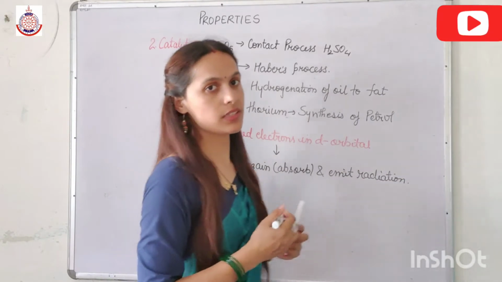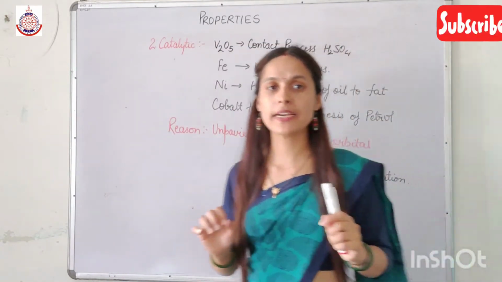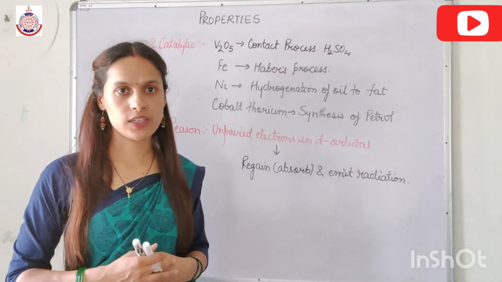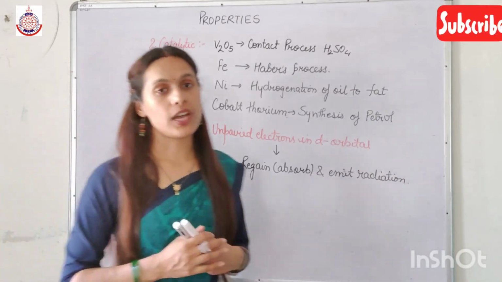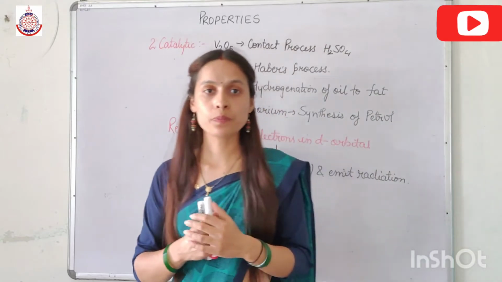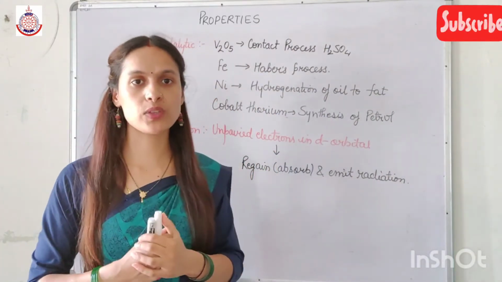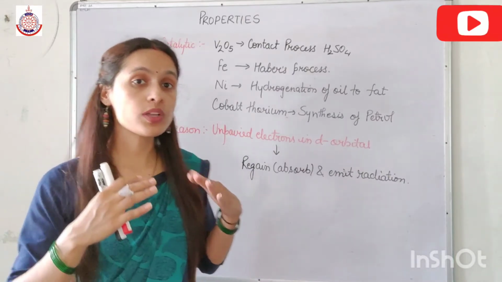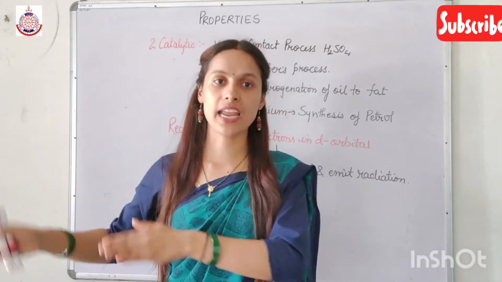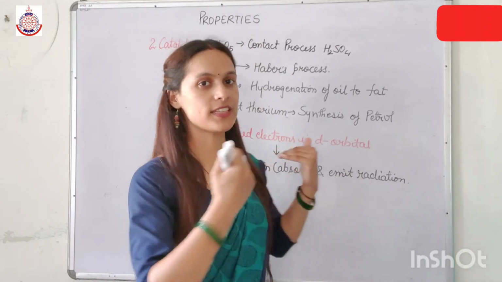And because of the presence of unpaired electrons in the d orbital, they behave as a catalyst. Some of the transition metals form a complex with one of the reagents. Due to the formation of that complex, the activation energy for that reaction becomes lower, and this is the role of the catalyst. That's why they behave as a catalyst.